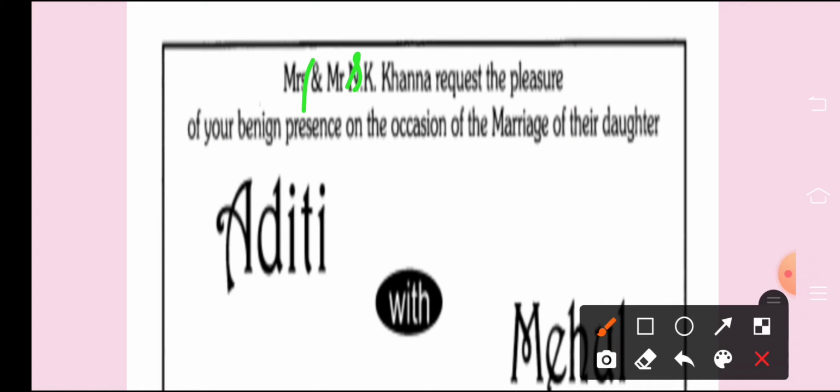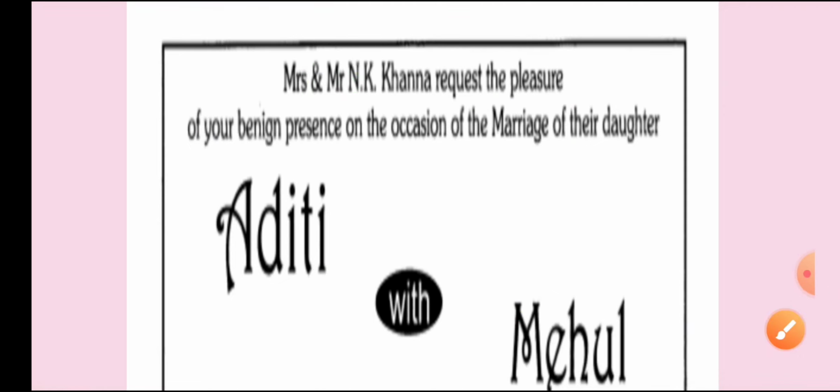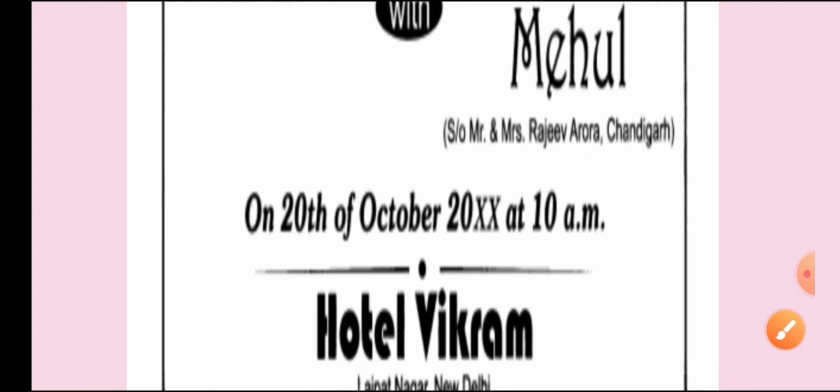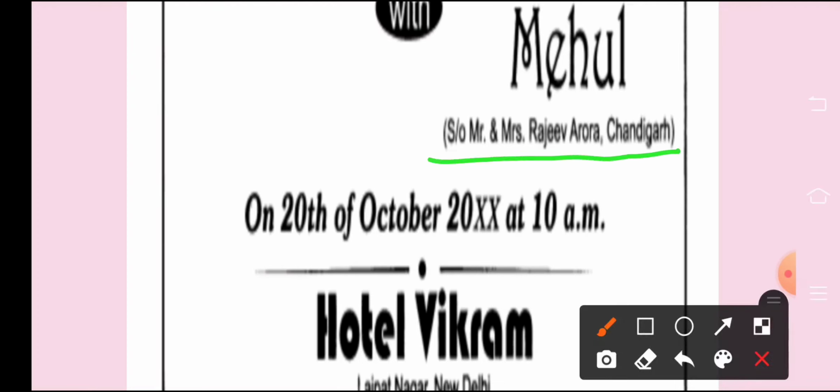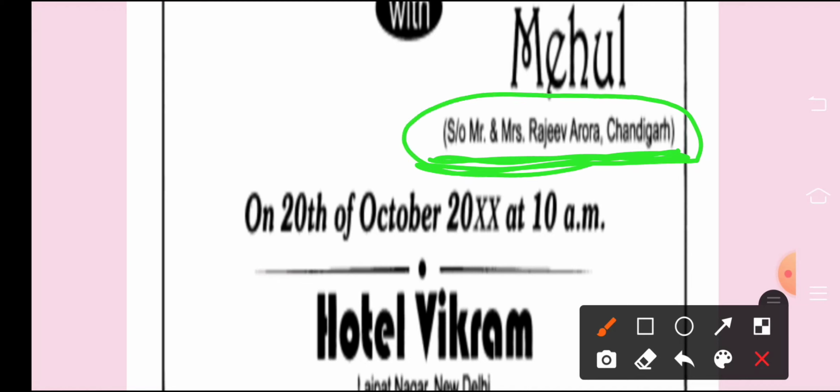Now we have to write down the name of the honoree. The name of the honoree means the name of the bride and bridegroom, because we are preparing a wedding card. Aditi with Mehul, it is given here. One thing you have to mention: if you are writing for the bride, you have to write the name of the parents of the bridegroom, because that information is to be given here. So Mehul, son of Mr. and Mrs. Rajiv Arora, Chandigarh.